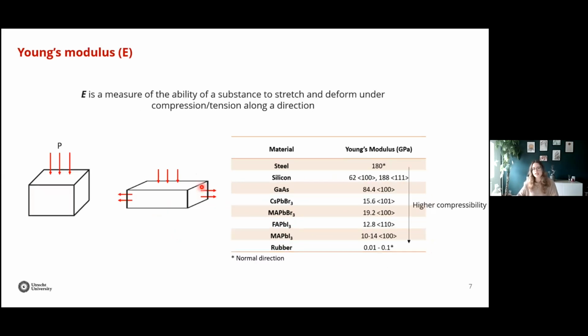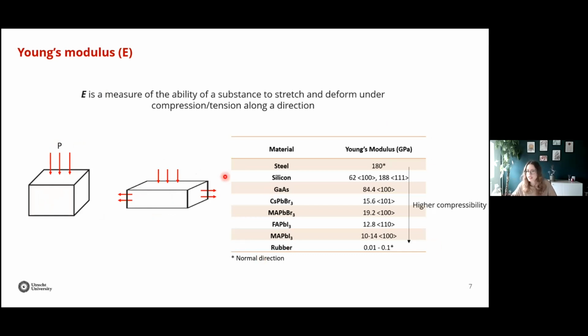The Young modulus is quite similar, but the difference is that you apply a compression or tension along one specific direction. And in this case, we have to keep in mind that when we apply pressure in one direction, we also have tensile stress in the other direction, because we have to keep the same volume. So it's not only compression that we have in the system.